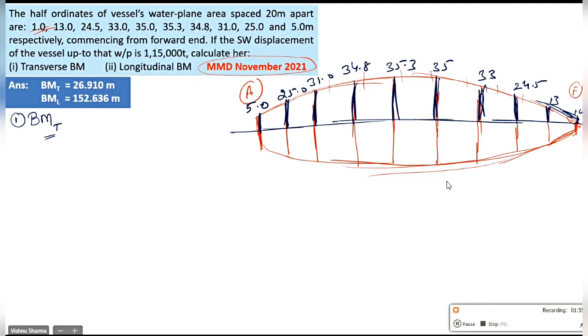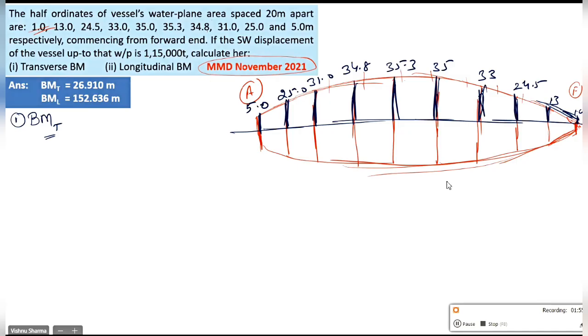And which is the axis about which the moment of inertia is to be taken? Name it correctly. Don't say center line. Axis through the center of flotation. Through the center of flotation, beta. Okay.